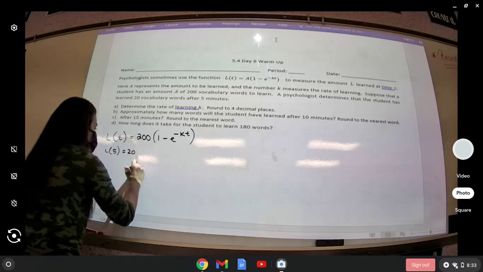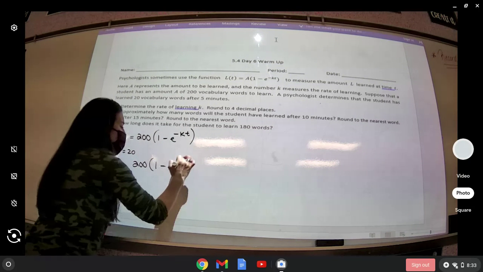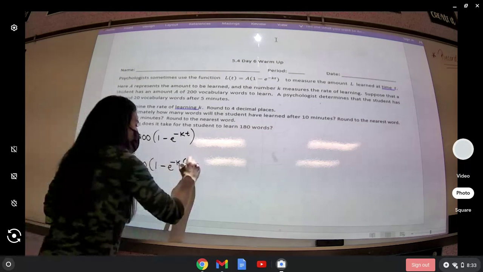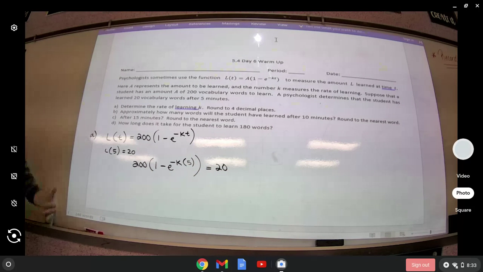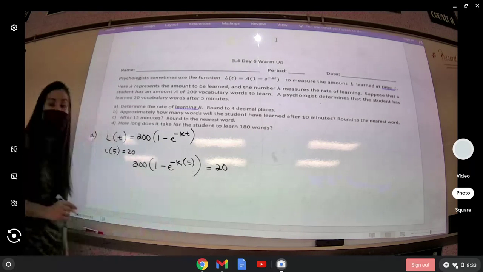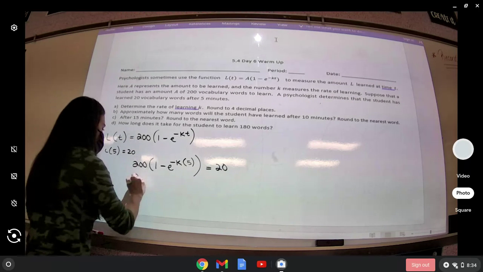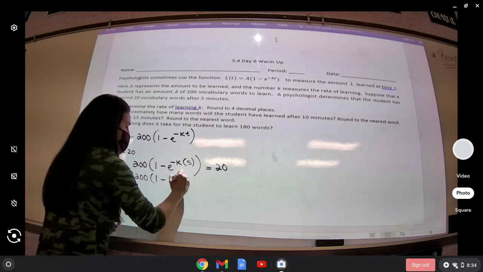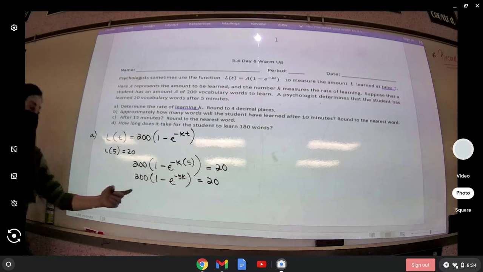All right, so we're going to say 200 times 1 minus e to the negative k times, we know time is 5 minutes. We know 5 minutes has passed. And then that should equal 20. We know 20 words should be learned after a time of 5 minutes. So now we have to solve this equation for K, for this student's learning rate. All right, first of all, let me clean this up. 200 times 1 minus e to the negative k times 5 is negative 5k. Equals 20. All right, so guys, we have to solve for K.